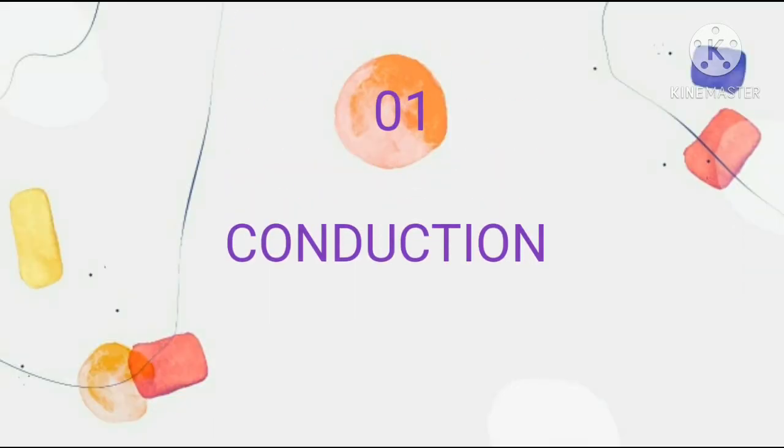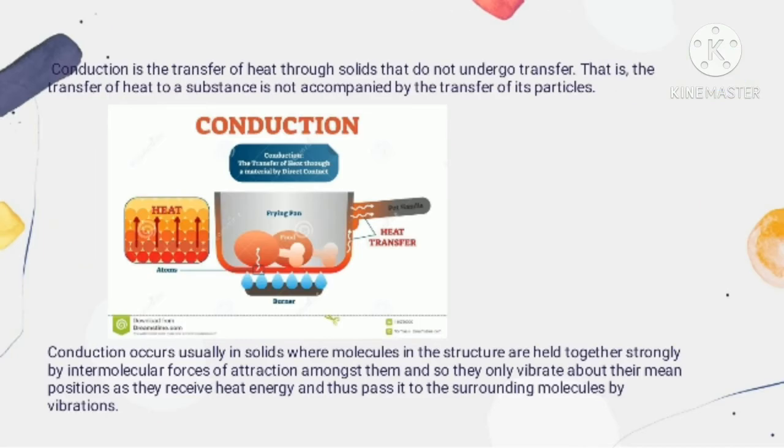Well, now we will discuss the two other types of heat transfer. Conduction is the transfer of heat through an intermediate that does not undergo transfer. In a sense, the transfer of heat through a substance is not accompanied by a transfer of its particles. Heat transfer by conduction generally occurs in solid objects made of metal.